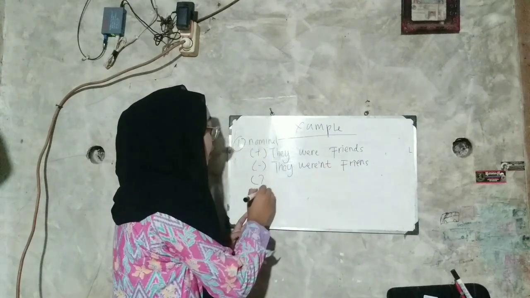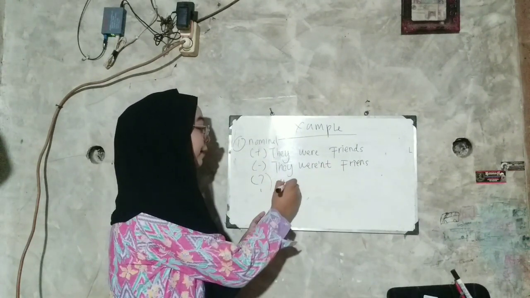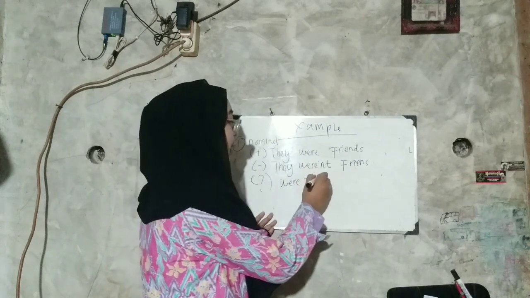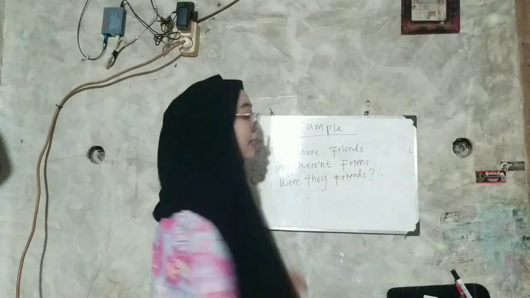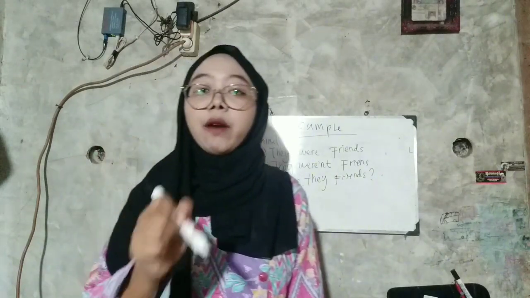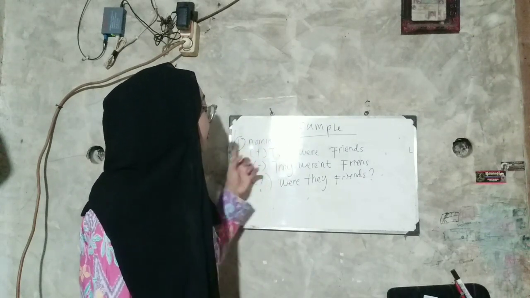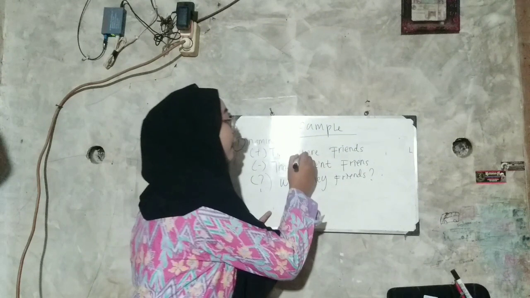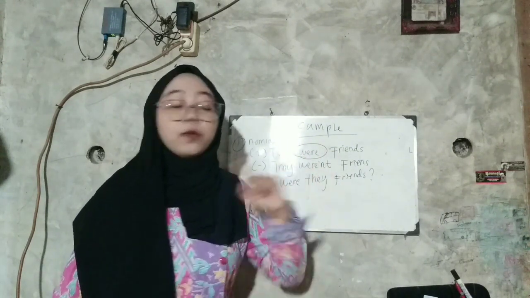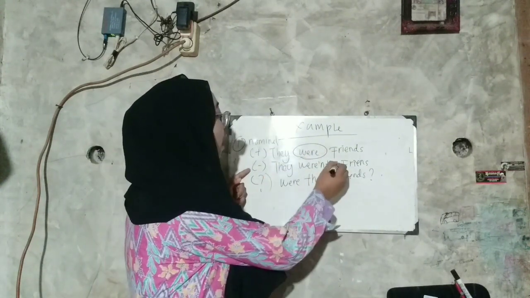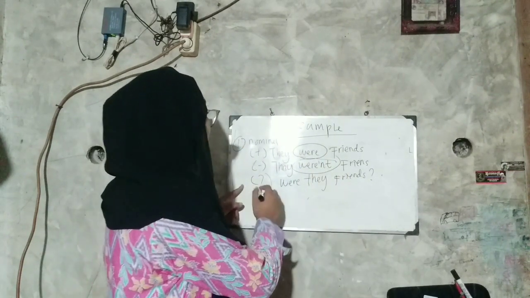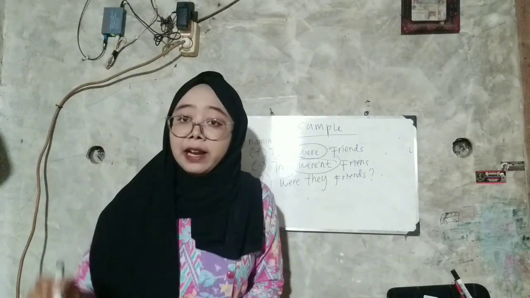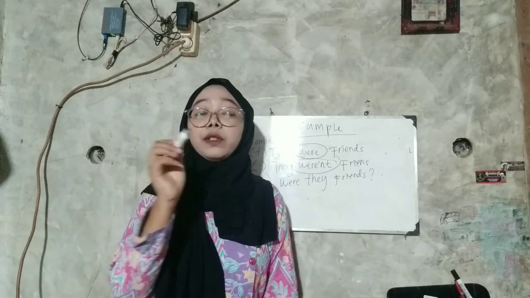For the interrogative is were they friends? Like this. This is very simple. Okay. The nominal, the positive is they were friends. So the verb is to be. The negative is they weren't friends. We use not or weren't. And the interrogative is were they friends? This is the example of the nominal.